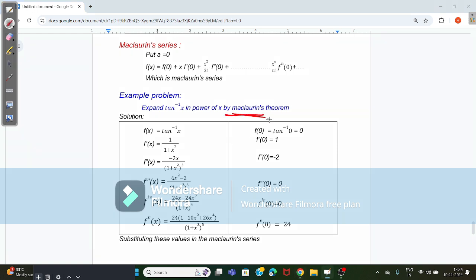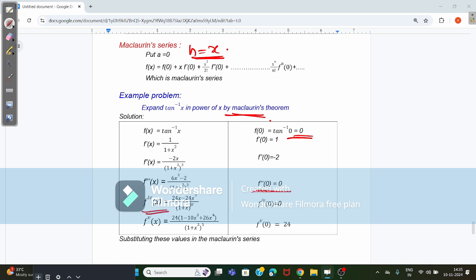This is Maclaurin theorem. Okay, in Maclaurin theorem, in the place of a you have to put 0, and in the place of h you have to put x. Now what is the value of f of x? Tan inverse x. So f of 0 is equal to tan inverse of 0, which gives the value 0. f dash of x is 1 by 1 plus x square, and f dash of 0 gives the value 1. f double dash of x is minus 2x by (1 plus x square) whole square, and f double dash of 0 gives the value 0. f triple dash of x is (6x square minus 2) by (1 plus x square) whole cube, and f triple dash of 0 gives the value minus 2.